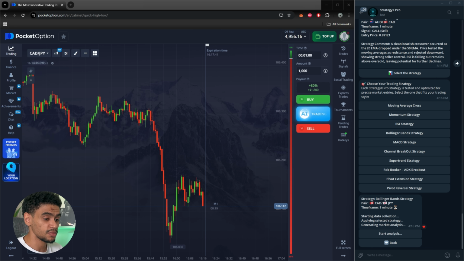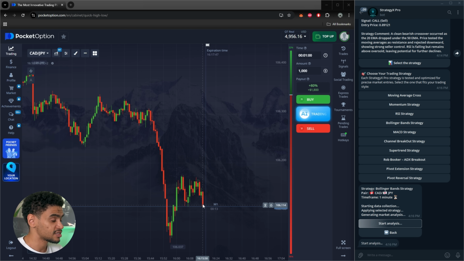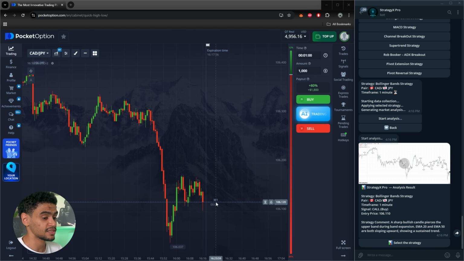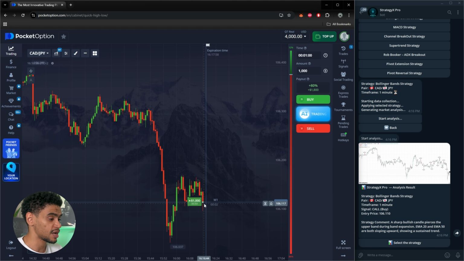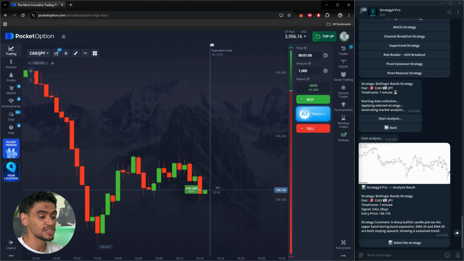Same process, 1 minute, press start analysis, and now we are using a different strategy. So let's see what the robot suggests us here. You get completely automated analysis, so you don't have to do anything besides selecting the strategy you want. And there it is, a buy position. So we place $1,000 here once again, and let's look at the analysis.